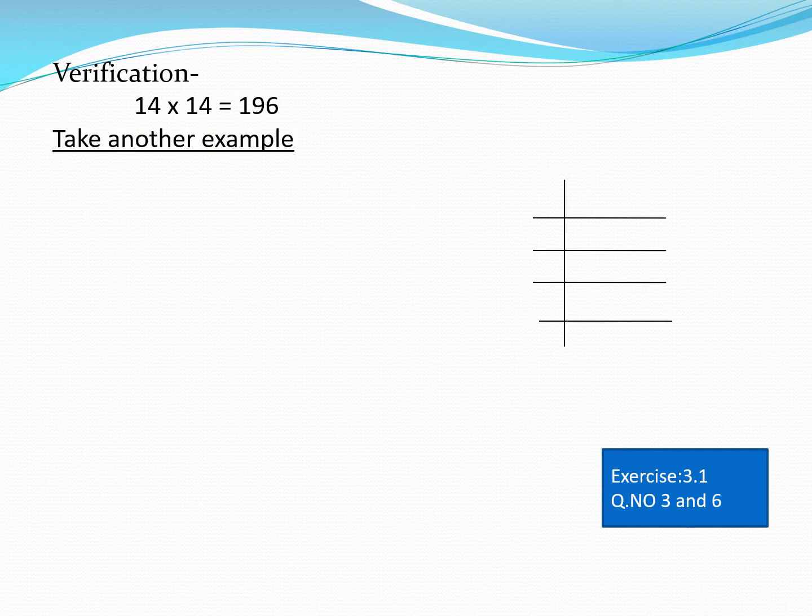Let us take another example, say 450. We have to find out whether 450 is a perfect square number or not. Same process we will follow, we will factorize it. 450 divided by 2, you get 225. Then divided by 3, you will get 75. Again 75 divided by 3, you will get 25. 25 divided by 5, you will get 5.